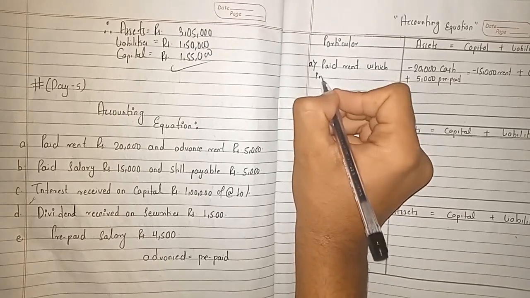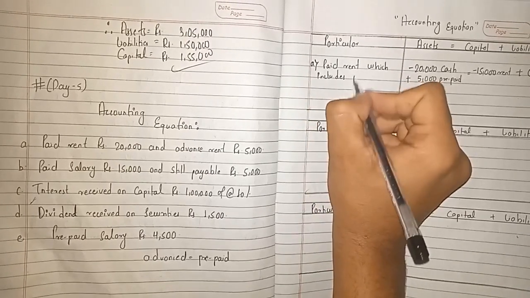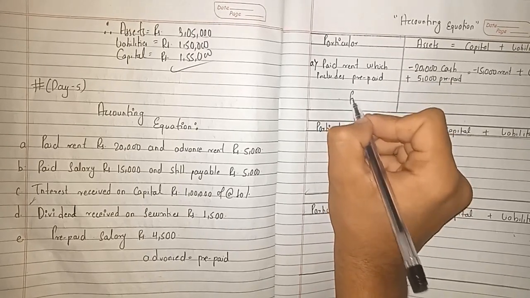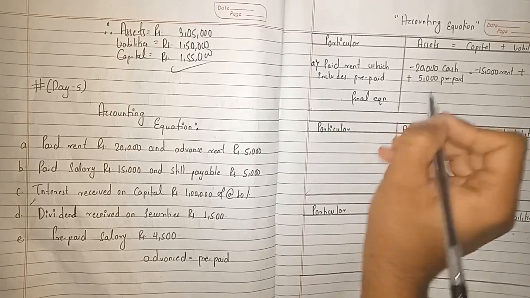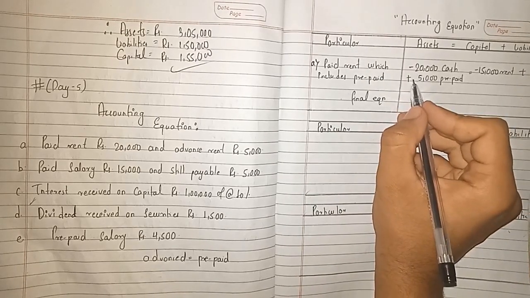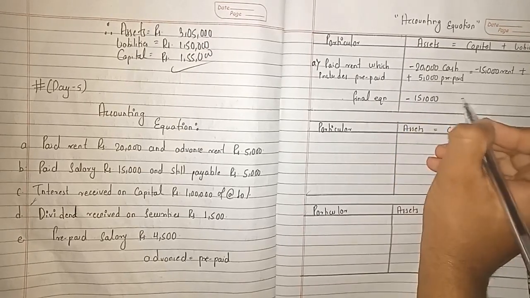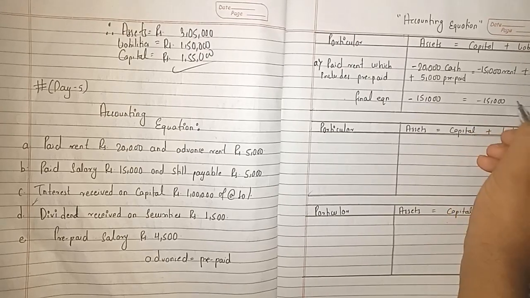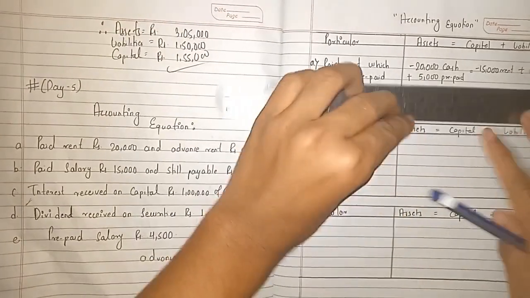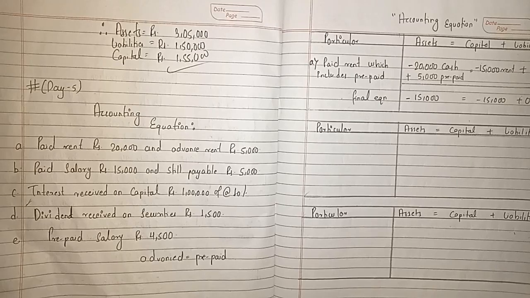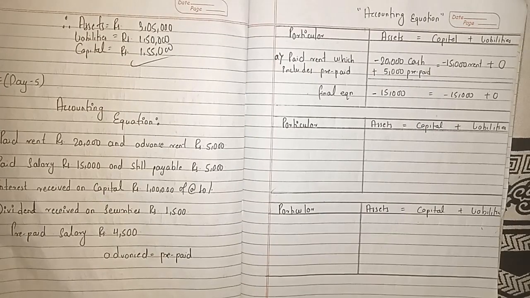which includes prepaid, and our final equation will be minus plus is equal to minus. So minus 15,000 is equal to minus 15,000 plus 0, and we will draw a line here. Our problem number 1 is solved. If you don't know how I did that, then make sure to watch our previous video.